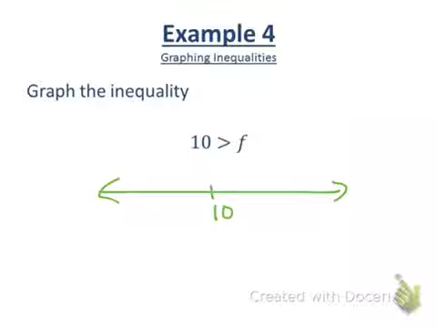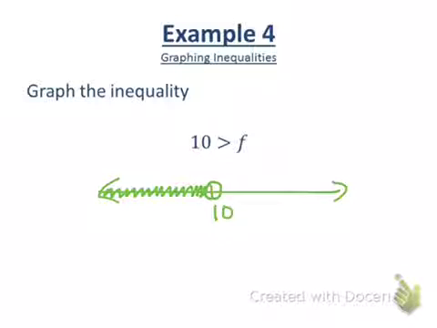Ten is greater than f. Sean, so we know we've got an open circle. Shade to the left. Why? Because 10 is bigger than f. So f is all the things that are littler than 10.